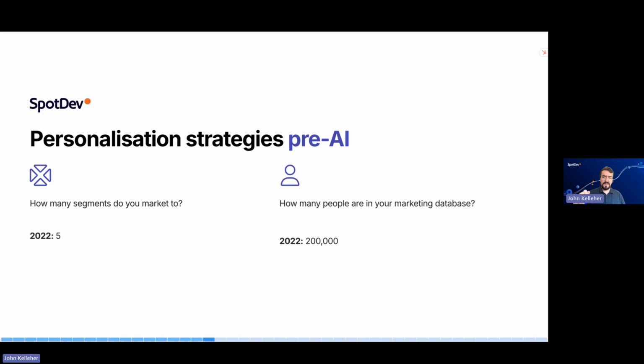But in 2025 and 2026 onwards, that is different. If you've got 200,000 people in your marketing database, I'm sorry to tell you, you've actually got 200,000 segments. Because if you cannot personalize your marketing efforts at a one-to-one level, somebody else is going to, and that content is going to speak much more clearly to them than your generic segment-driven personalization strategy.